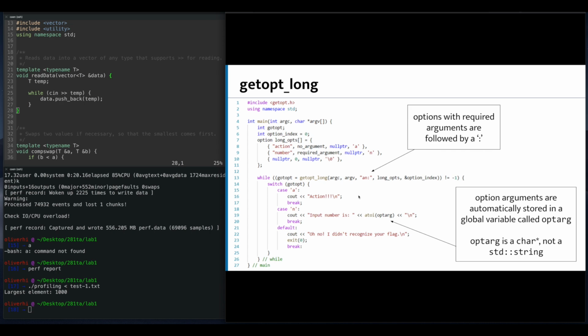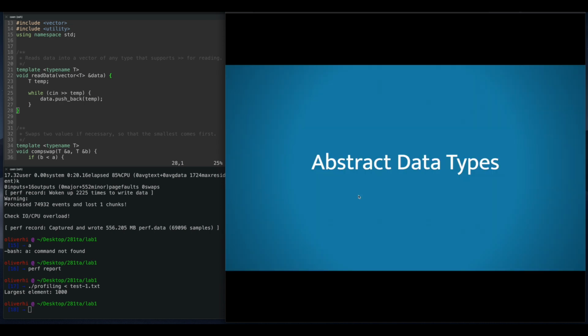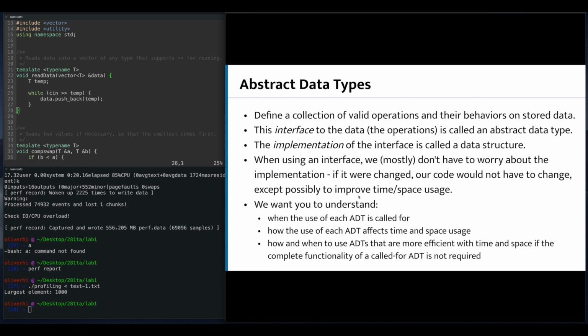Okay, moving on. Abstract data types. Collections of operations and their behaviors on whatever data you're interested in. That's an abstract data type. It's an interface to the data, and the implementation is usually what we call a data structure. We want you to understand when to use ADTs, why you want to use ADTs, and how different operations that you're doing on those data structures, or on the ADT data types, affect time and memory. Those are all very important.